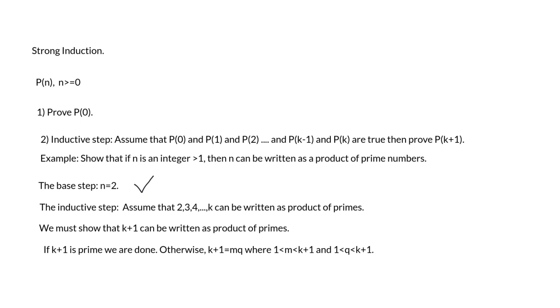By the strong induction hypothesis, we know that because m and q can be at most k, they can be written as product of primes. But k plus 1 is the product of them. So therefore, it can be written also as the product of the primes in m and the product of primes in q.